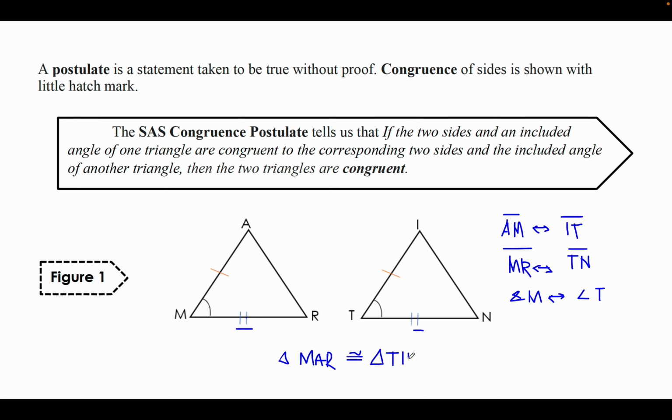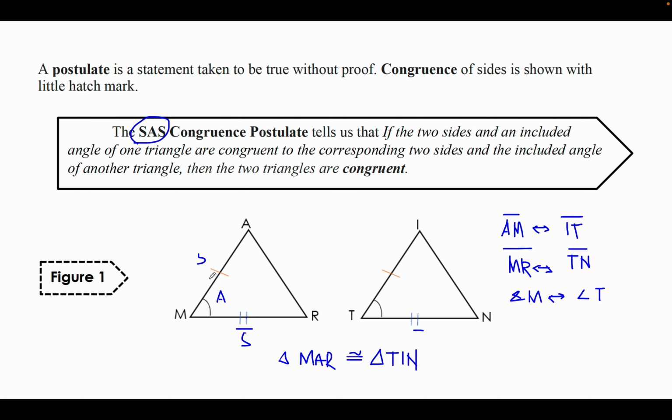Okay? By what postulate? So by the SAS congruence postulate. So we have side, this side, and then the included angle here and this side. So we have here the SAS congruence postulate. Okay? Are you following? Yes po, sir. Okay.